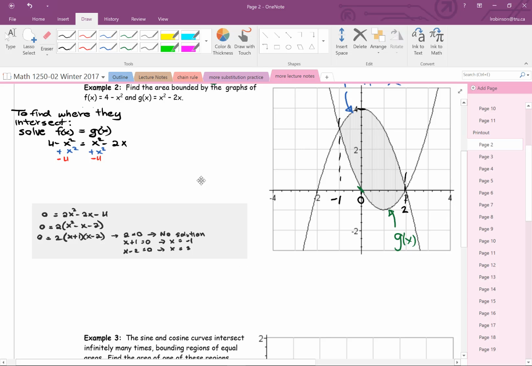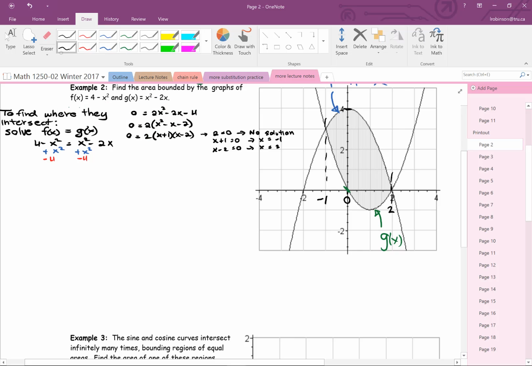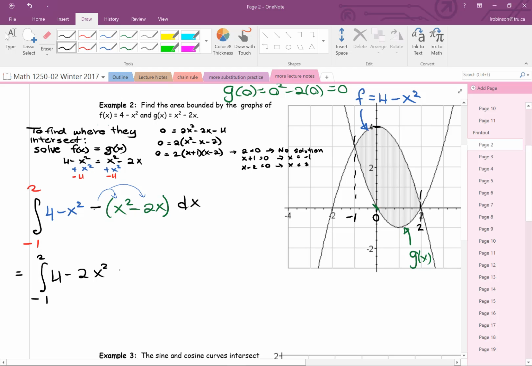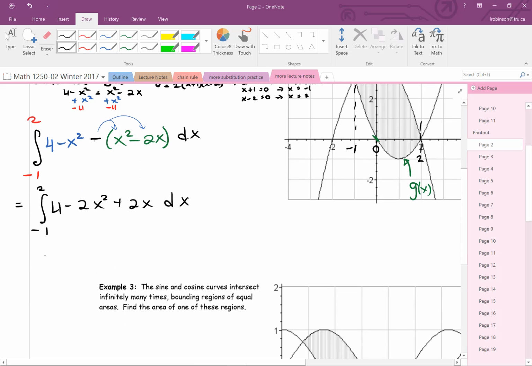Make this a little bit smaller. Okay, so it's going to be the integral from minus 1 to 2 of f of x minus g of x. So that's going to be 4 minus x squared minus x squared minus 2x dx. We have to apply that minus sign to everything in the second function. So it's going to be 4 minus 2x squared plus 2x. Okay, so the antiderivative is going to be 4x minus 2/3 x cubed plus x squared.